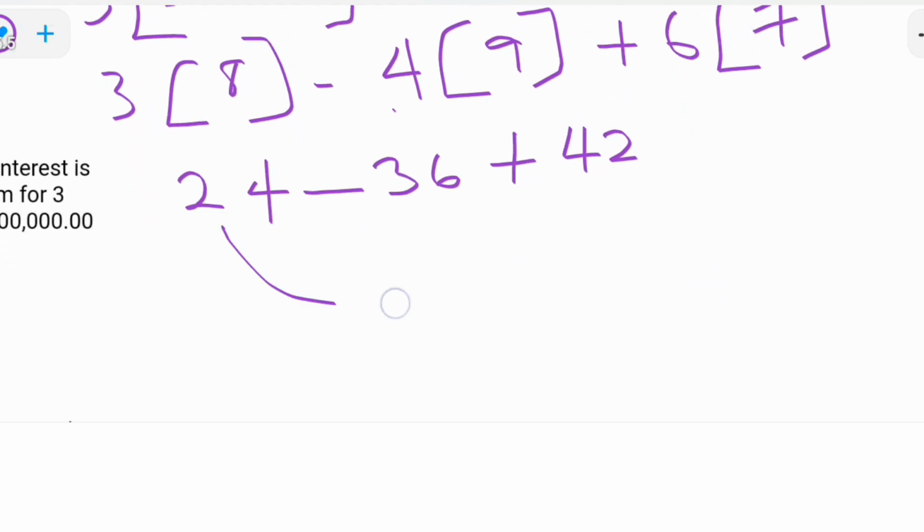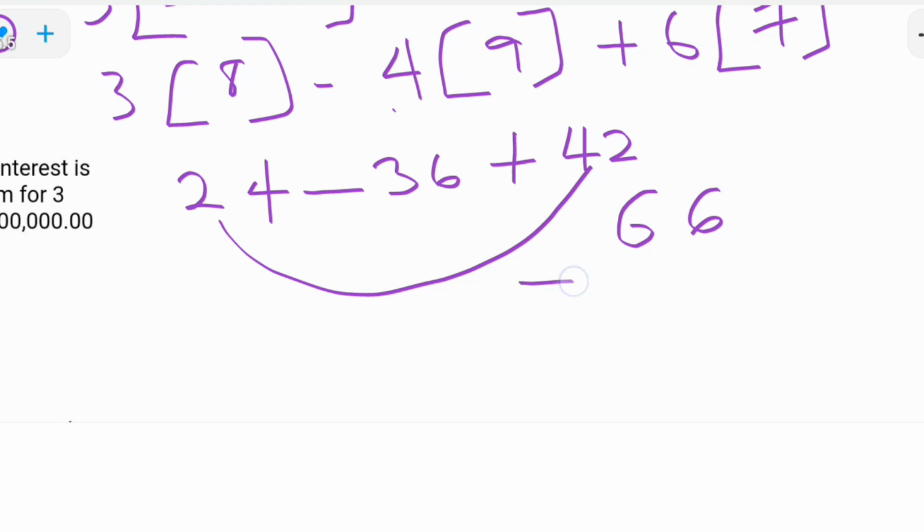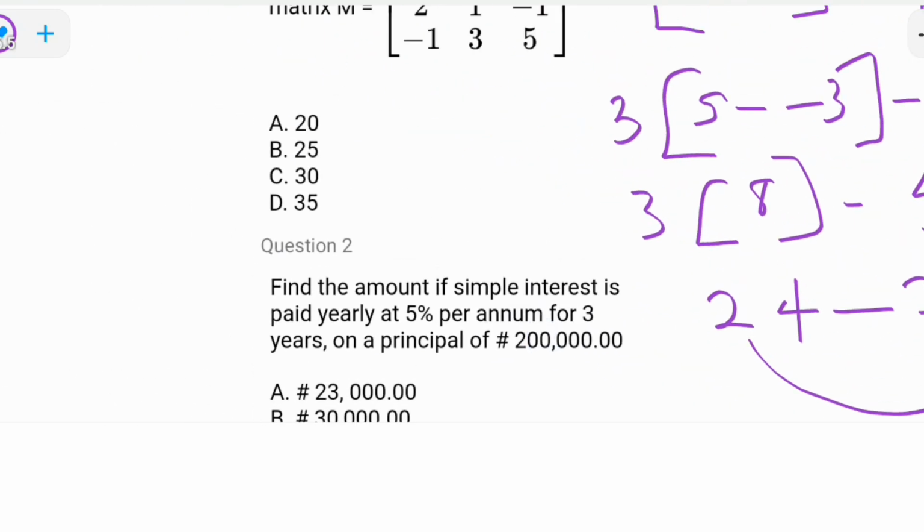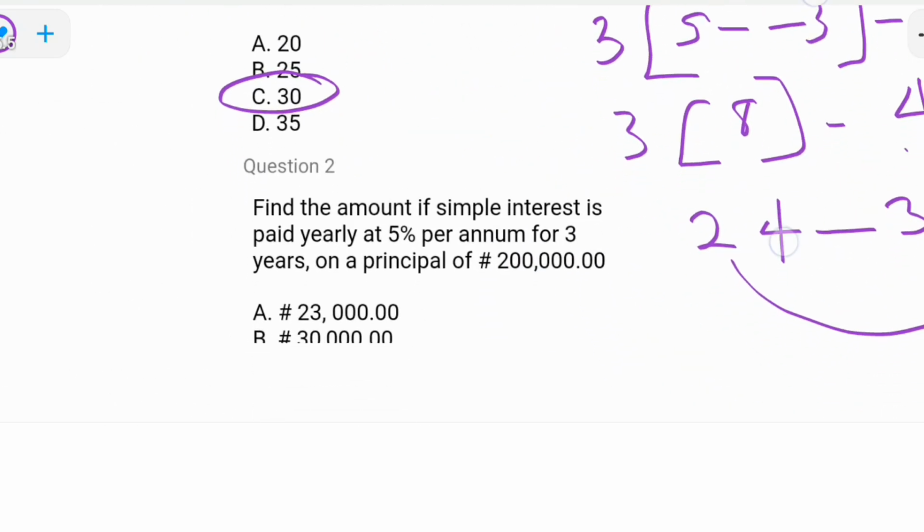So 24 plus 42, that will give you 66. Then subtract 36 from it. That will give you 30. So the determinant is 30. So you can just choose it in the option there. You can see that's 30.